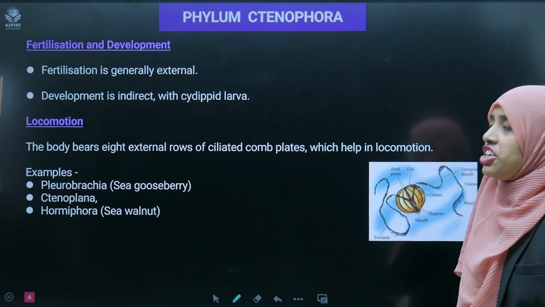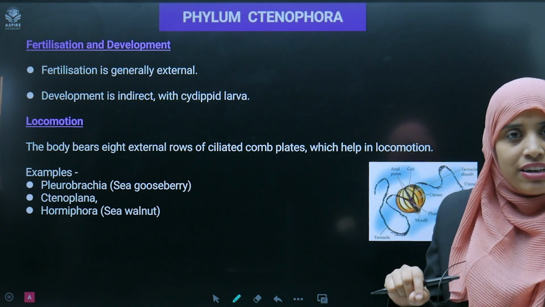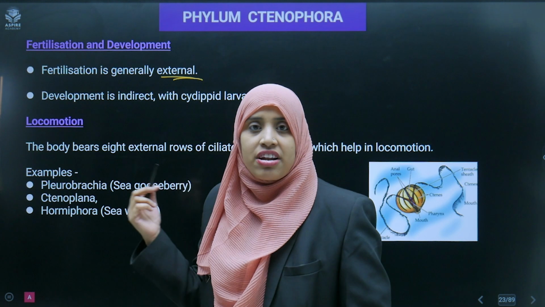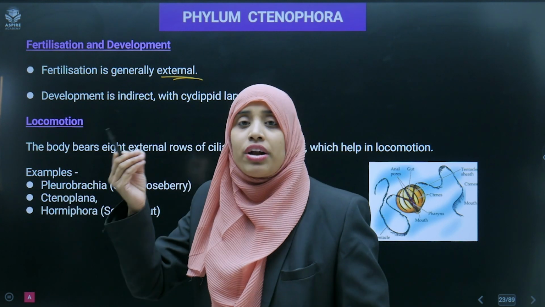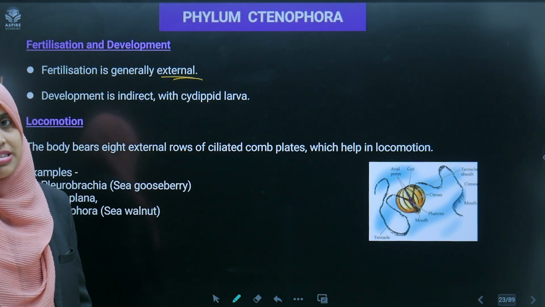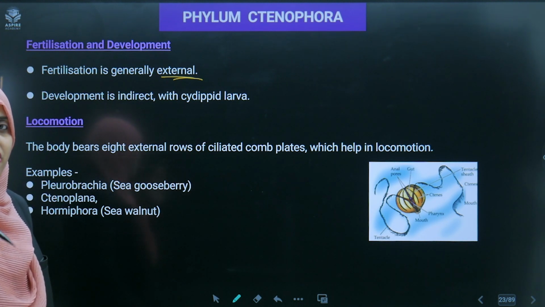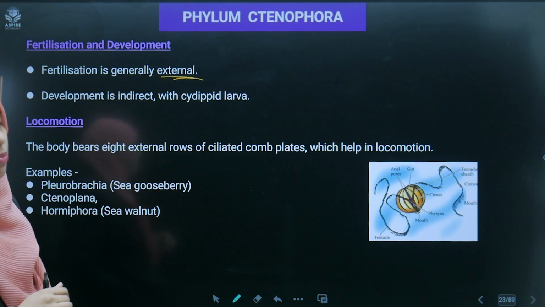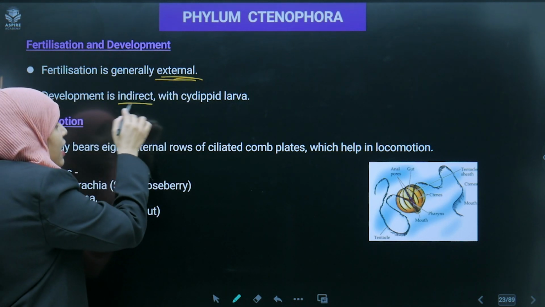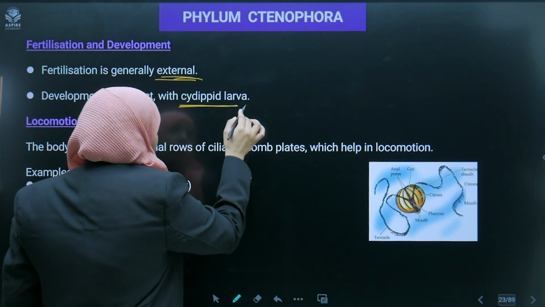Now about fertilization and development. Since the gonads are present, the gametes will fertilize. Okay, and the fertilization is generally external. Development कैसा होगा? Direct होगा या indirect होगा? Direct development means there will be no larval stage. But when there is indirect development, there will be a larval stage, and after that the adult development will take place. So fertilization कैसा है? External है. Development कैसा है? Indirect है. Indirect है, that means a larval stage is present, the cydippid larva.